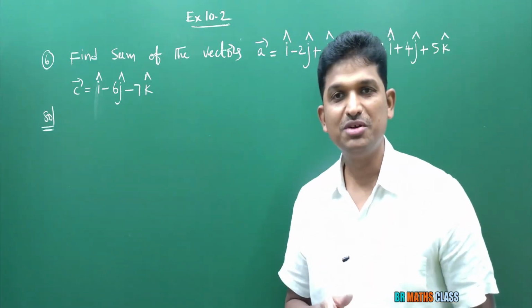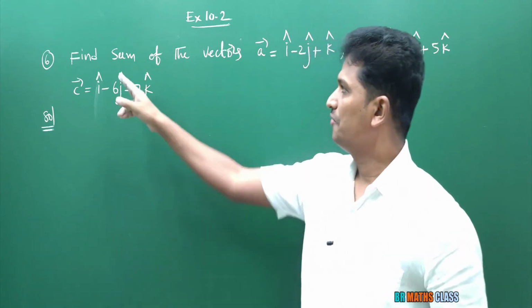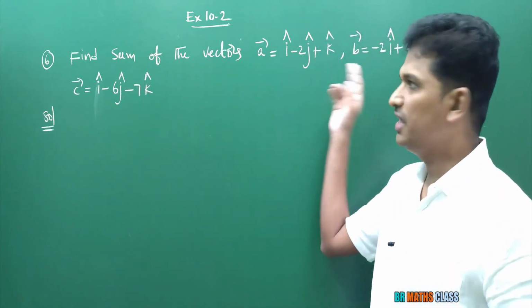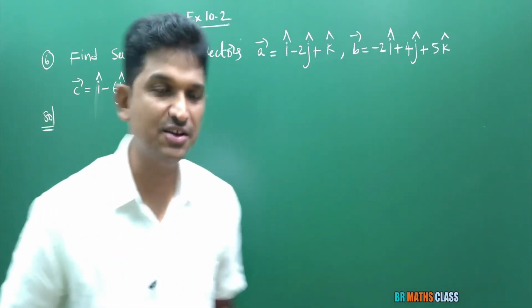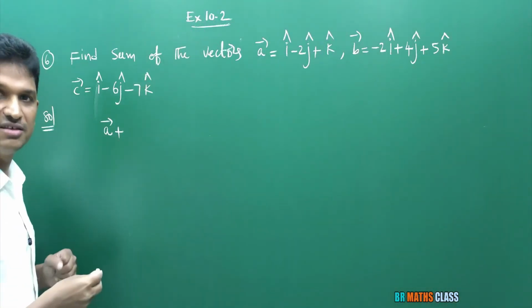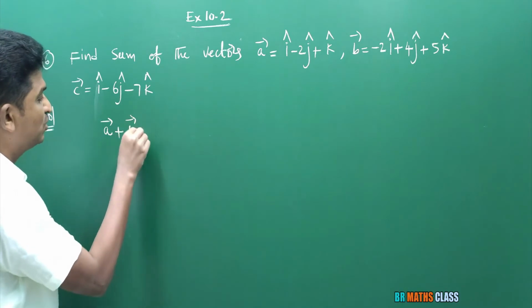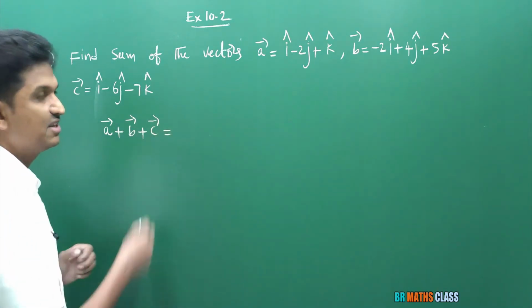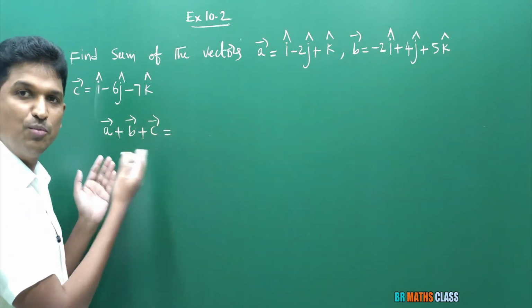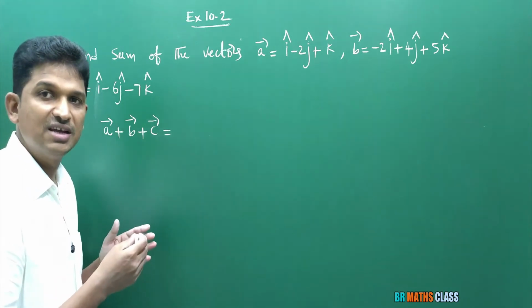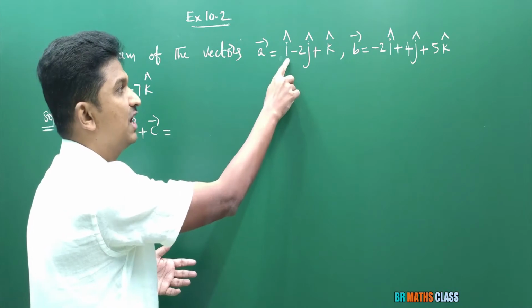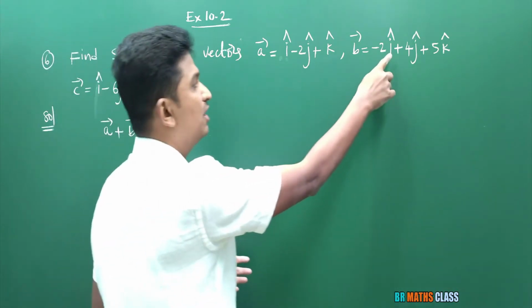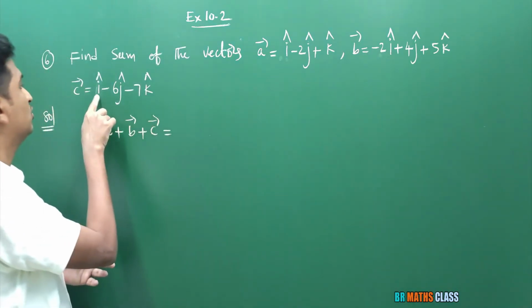You see this question number 6. This is very easy question. Find the sum of the vectors. They given A bar, B bar, C bar. They are asking to calculate sum of these three vectors. Sum of these three vectors A bar, B bar, C bar is denoted like this: A bar plus B bar plus C bar. To calculate sum of these three vectors, just I will consider scalar components of A bar, B bar, C bar. You observe here I bar coefficient is 1. Here I bar coefficient is -2. Here I bar coefficient is 1.